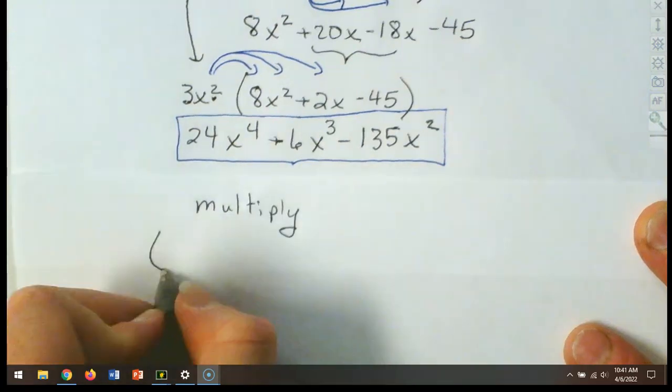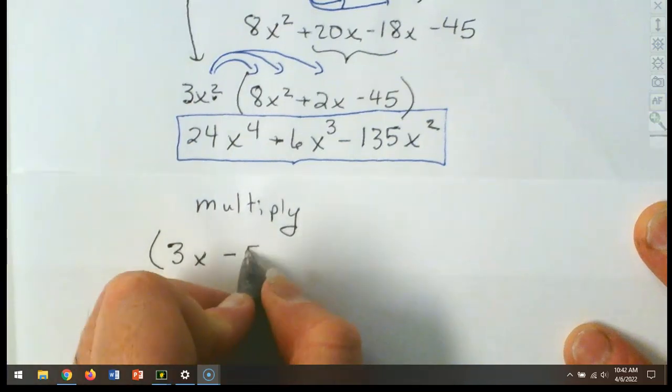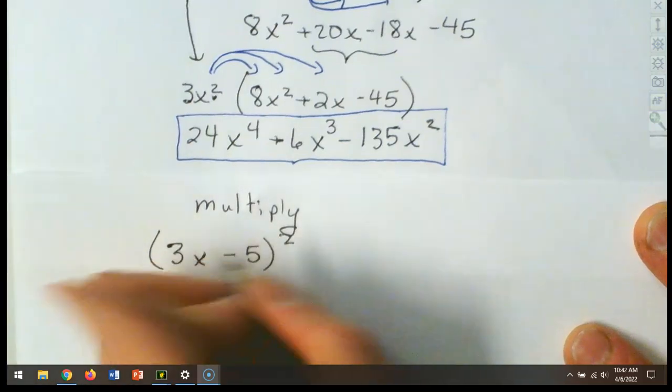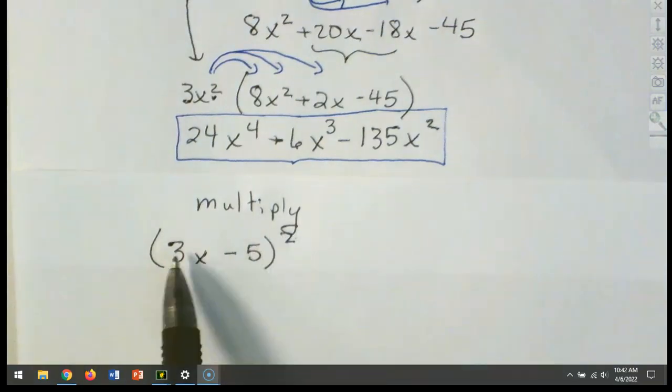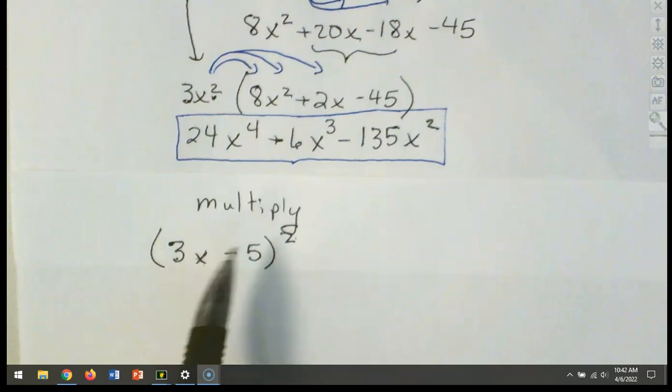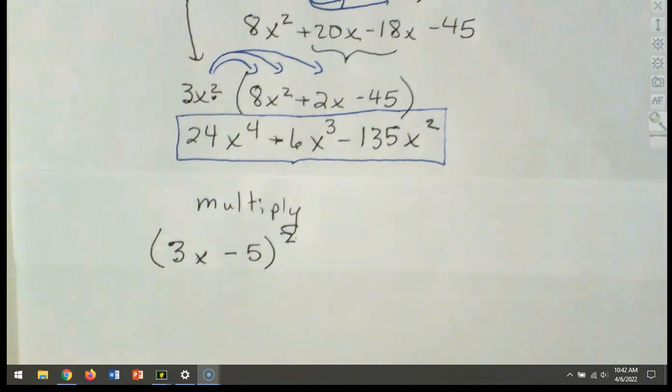This is a commonly made mistake that students will make on these. If I give you (3x minus 5) quantity squared, someone is going to say, well, I can just square the 3x, and that's going to be a 9x squared, and I can square that negative 5, that makes it 25. Doesn't work like that, because you're going to be missing the middle term. Okay, when we work these out, you've got to have your 3 terms.